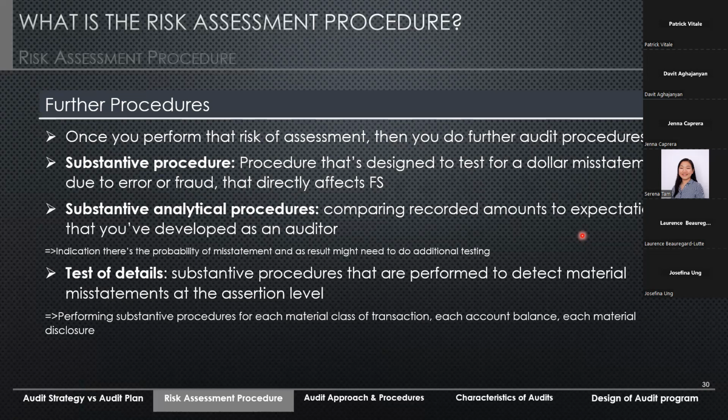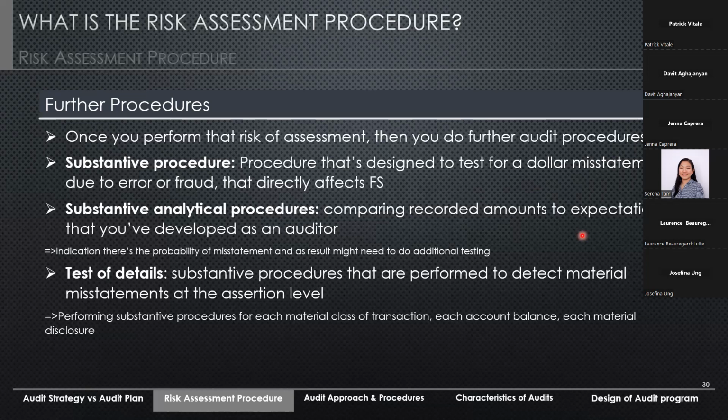And substantive analytical procedures is when you're comparing two amounts, maybe from last year and this year. Substantive analytical procedures are really good because it's like a good risk assessment, and it's really cheap because you just look at past years' information. And let's say that your store last year you had $500,000 in stores. This year you have $250,000.